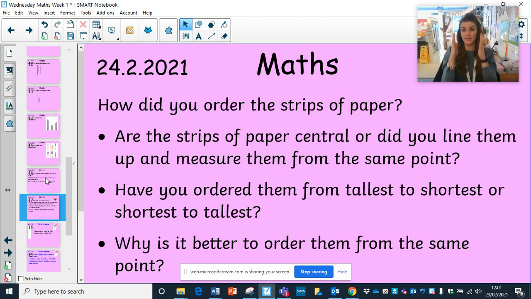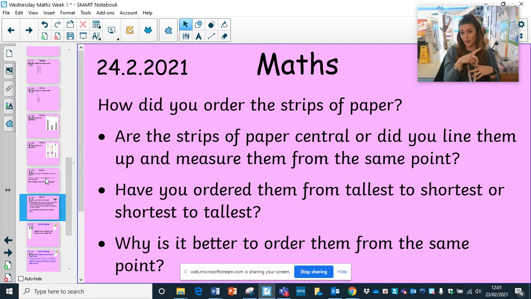So are the strips of paper central? So if you order them from the middle, like I showed you, or have you ordered them so they're from the same point? Okay. Have you measured them from the same point? Have you ordered them from the tallest to the shortest? Or have you ordered them from shortest to tallest? And why is it better to order them from that same point?